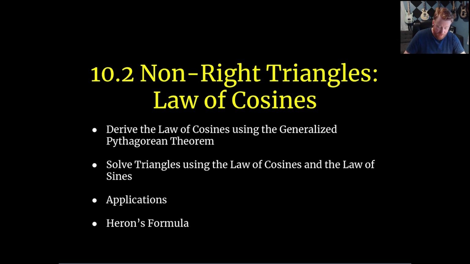So we will derive the law of cosines using the generalized Pythagorean theorem. And then we'll solve some triangles using the law of cosines, and then we'll use the law of sines to solve the rest of the triangle. We'll look at an application problem, and then we'll look at Heron's formula, which is a way to find the area of an oblique triangle.